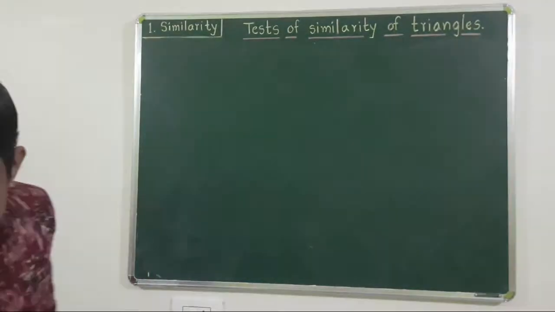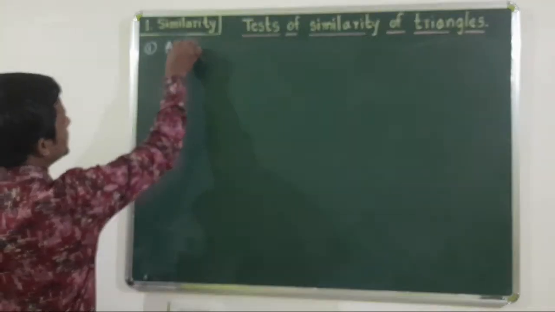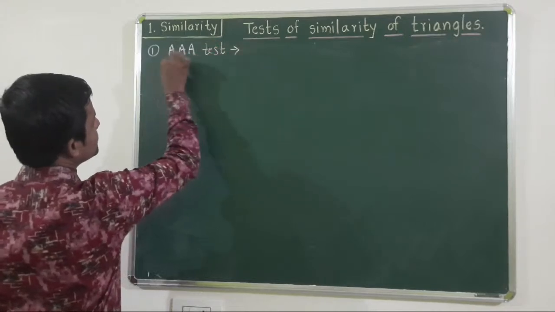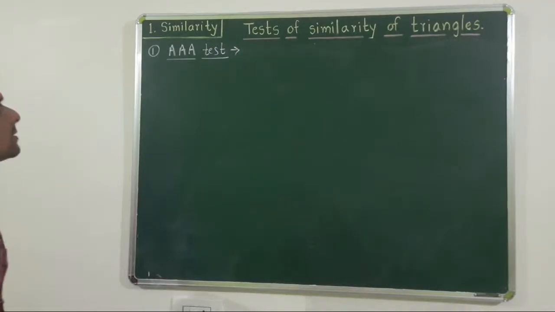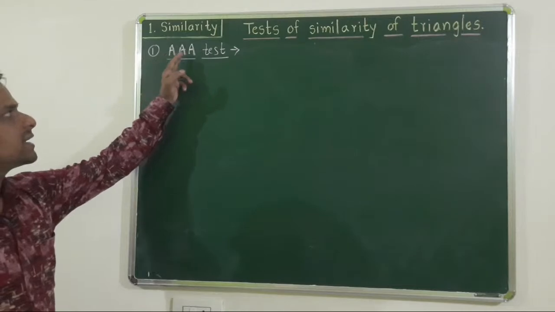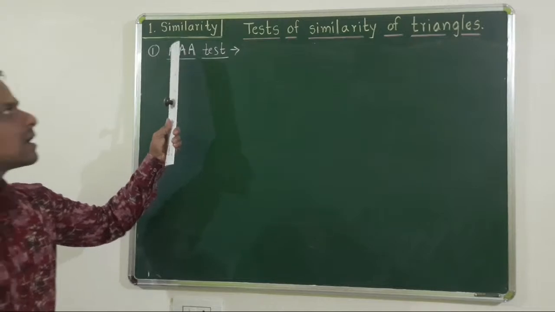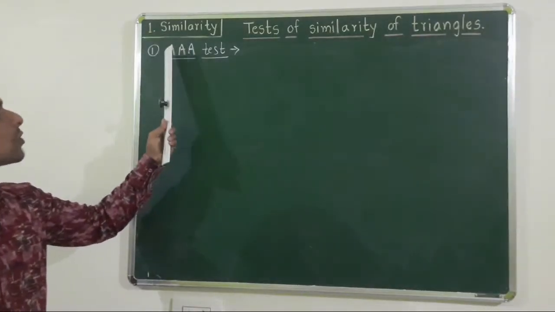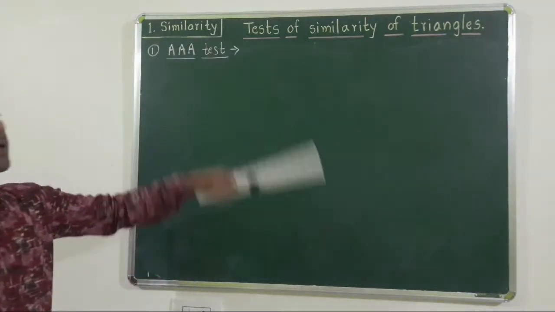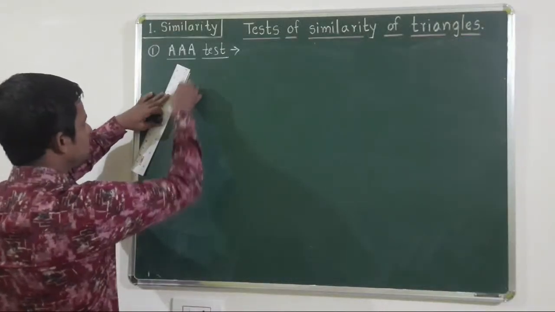Now we will see the first test of similarity, that is the AAA test, which is again converted into the AA test. We will see the meaning of the AAA test first, and then we will move towards the AA test. The meaning of the name of that test is very simple. AAA test means there are 3 angles. The 3 angles of the first triangle are congruent with the corresponding, the word corresponding is important, 3 angles of the other triangle, then the two triangles are said to be similar with each other.